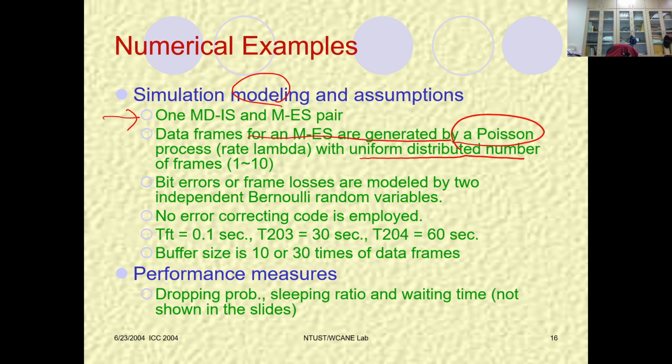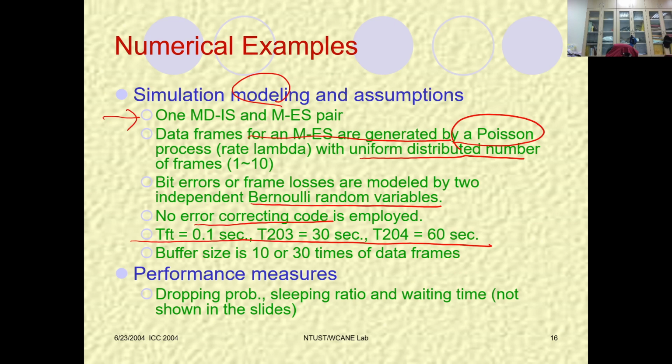And we have errors or losses. Errors or losses are modeled by Bernoulli random variables, and here we don't have error correcting code. The frame timer is set to 0.1 seconds, T203 is set to 30 seconds, and T204 is set to 60 seconds. As for buffer size, it can be 10 or 30 times the data frames.